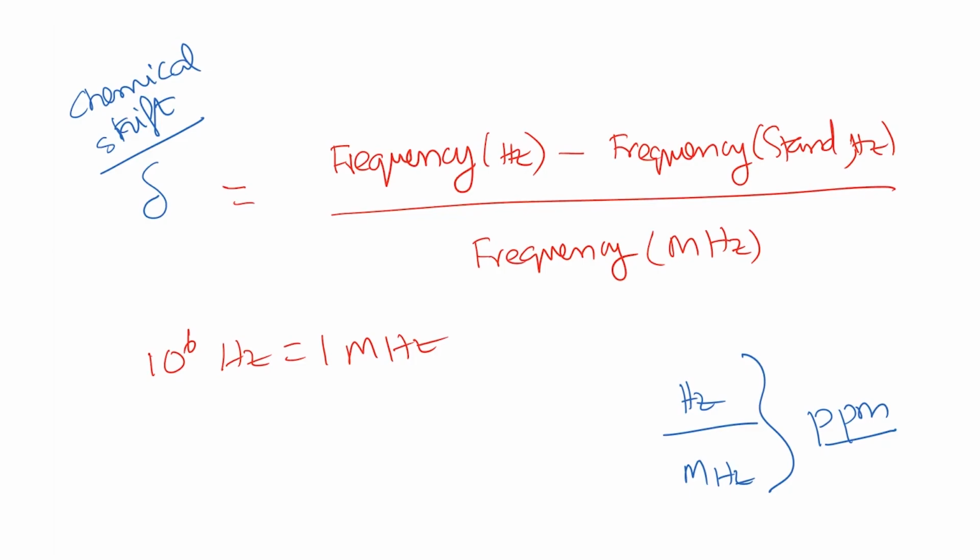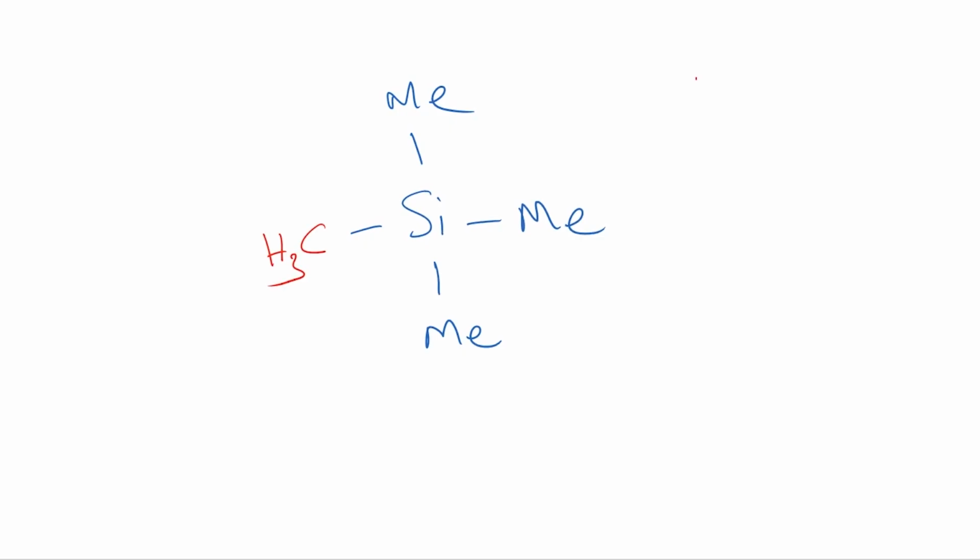Okay. Now, let us look very briefly at the reference. So, the standard that we are going to use here is tetramethyl silane. Okay. So, basically it is silicon which is flanked by 4 methyl groups. So, there are 3, I am writing it as Me, and the fourth one I am writing it as CH3.